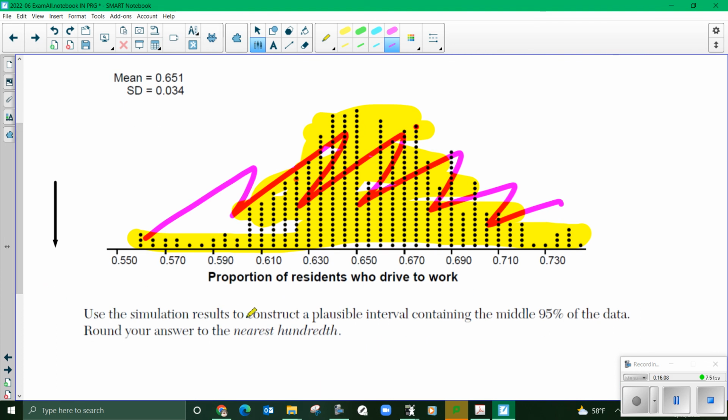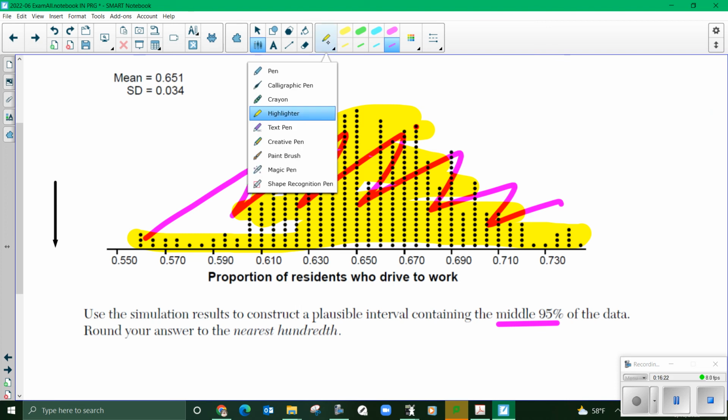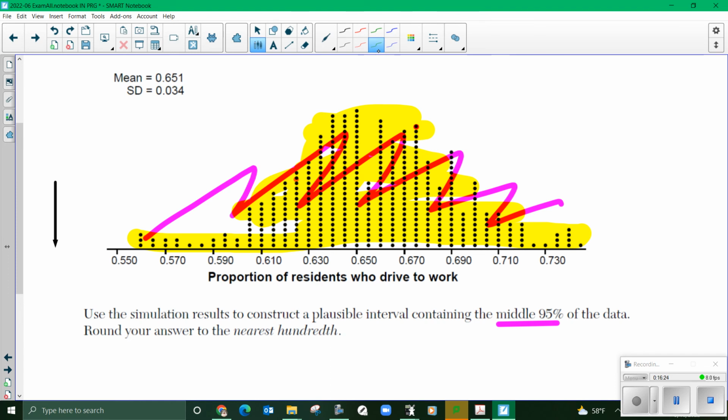Use the simulation results to construct a plausible interval containing the middle 95% of the data and round your answer to the nearest hundredth. In my classroom, whenever they see this, I say that's the money. Okay, that's the money maker right there. What is that? That's my money maker, 95%.